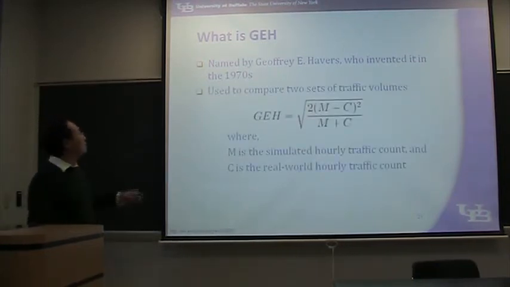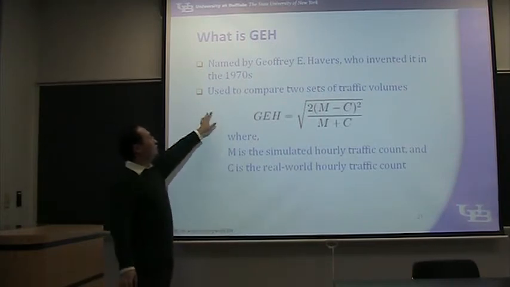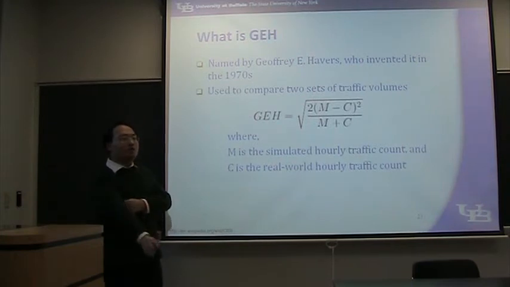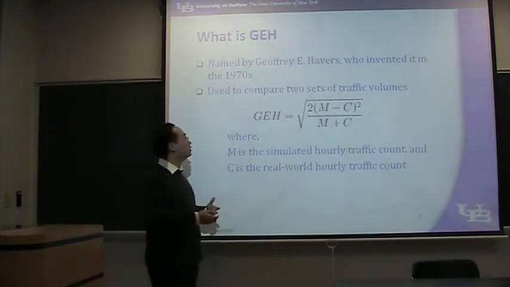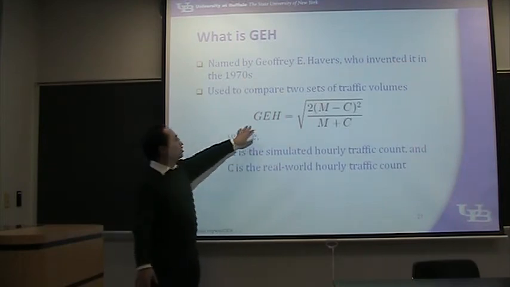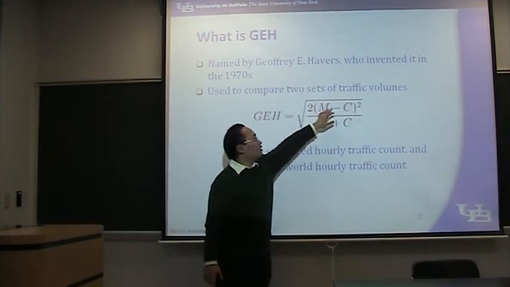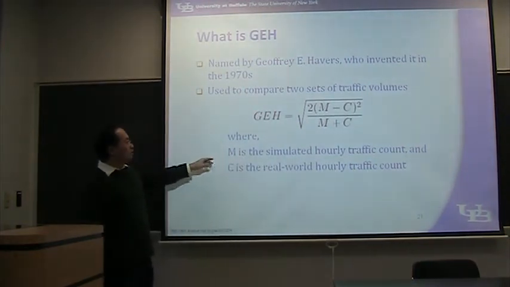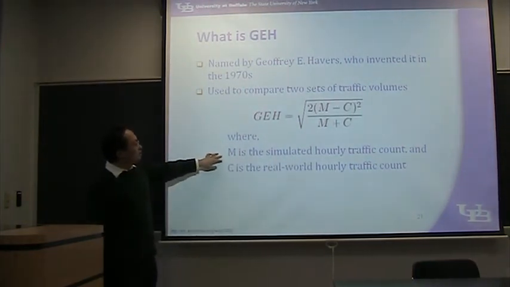The purpose of GEH is to compare two sets of traffic volumes. It was originally developed for transportation, to compare traffic volumes. The formula is GEH equals the square root of two times the squared difference over the sum. And there are two vectors.